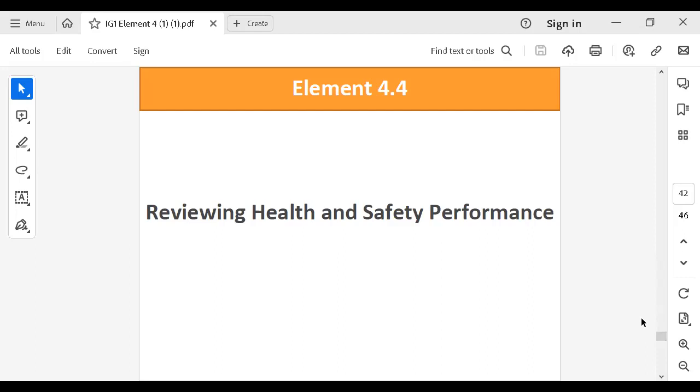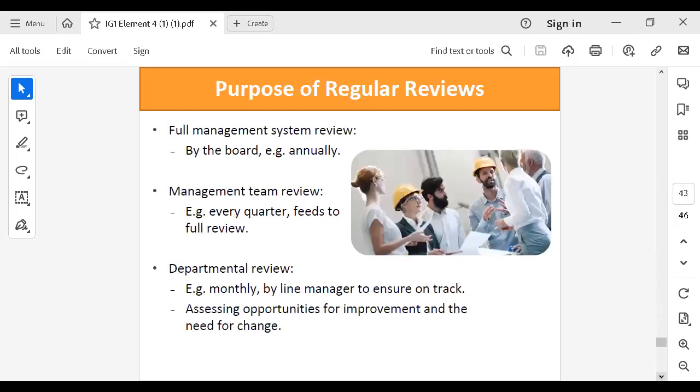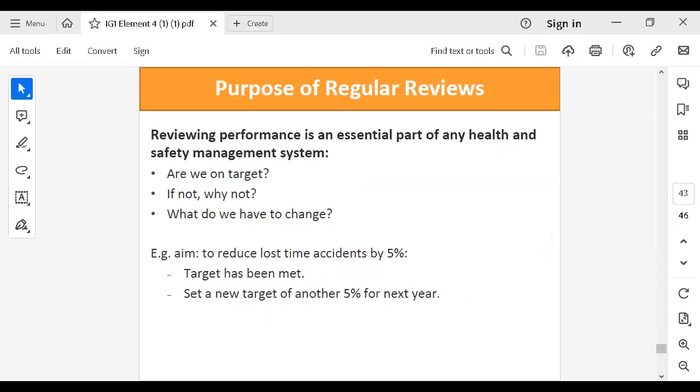Then element 4.4, reviewing health and safety performance. How we will review the health and safety performance for our company. Purpose of regular reviews: full management system reviews by the board, and that is annually. Management team reviews, that is quarterly, and this is feedback to the full management review. And then departmental reviews, this is monthly, done by the line manager to ensure we are on track, assessing opportunities for improving and the need for change.